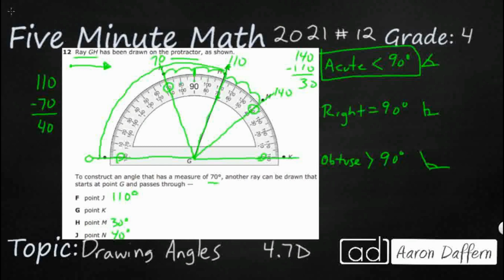Point K. Now, point K actually goes through the 0, so let's switch to the inside. And we can see 10, 20, 30, 40, 50, 60, 70 right there. So you have to go inside, inside, or outside, outside. But we're looking for point K, G.